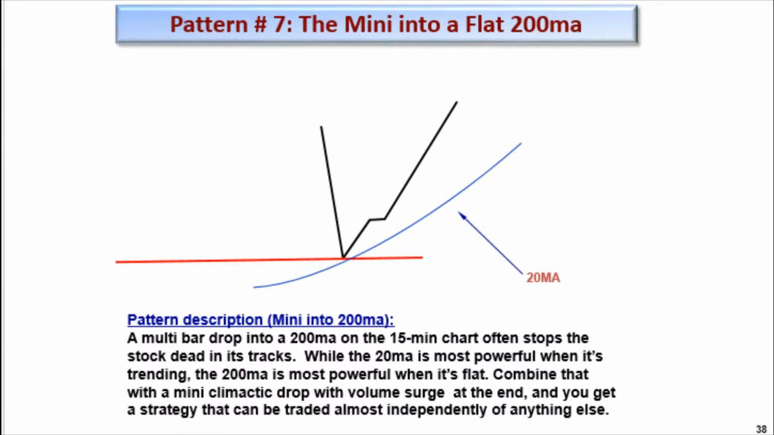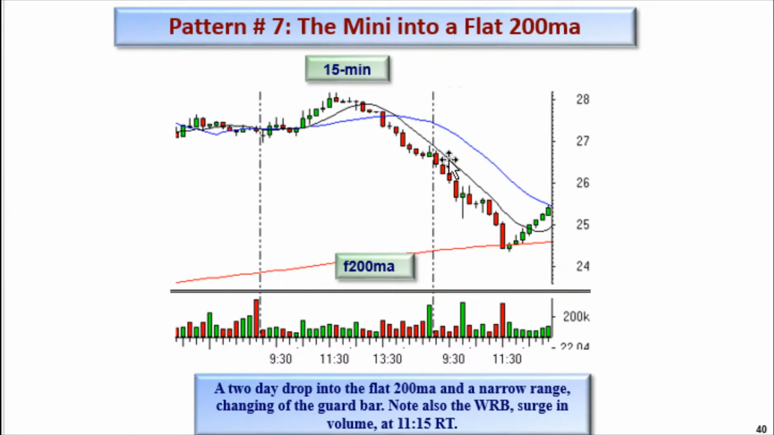Meaning, you can actually play this strategy on the 15-minute chart without any regard to any other time frames. What am I talking about? I'm talking about this. When you have a multi-bar drop, in this case almost 2 days worth of selling or a full day worth of selling, and it starts to print wide range bars with volume spike into a flat 200.